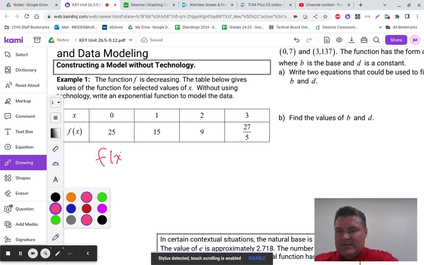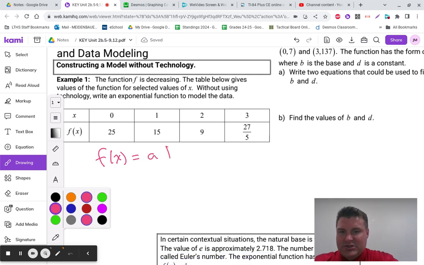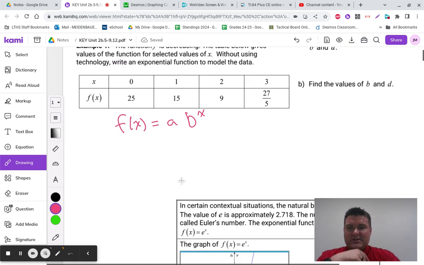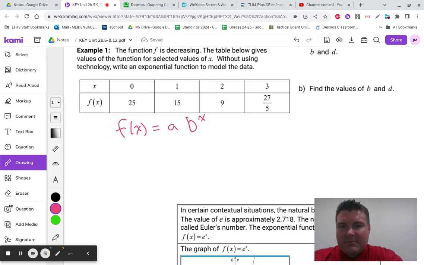f of x is going to equal a, which is the initial, times b to the x. So we're going to find out what our exponential is. What are we multiplying by right here to get from 25 to 15? If you don't know this, you can always take the second value and divide by the first value. So it's 15 over 25, which is 3/5. If I multiply this by 3/5, we'll get 15. Does that hold true the entire time? Multiplying by 3/5 totally works for all of these.